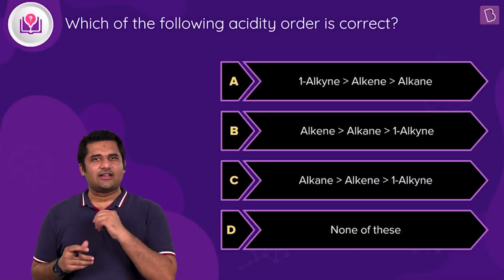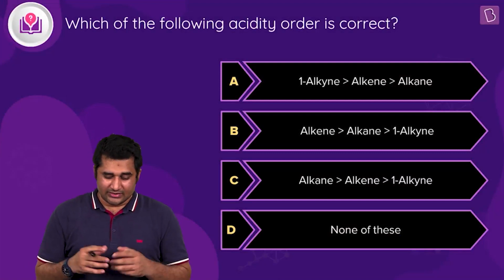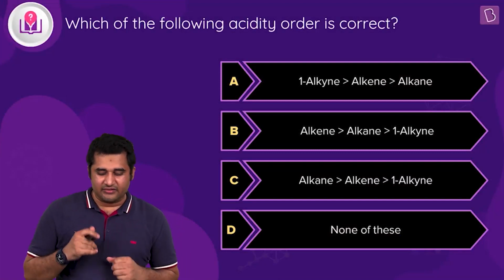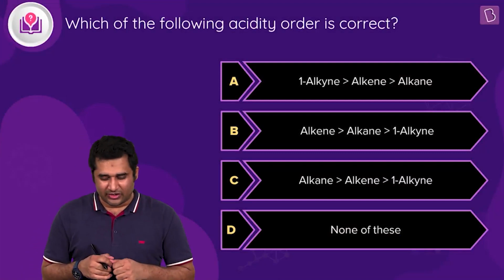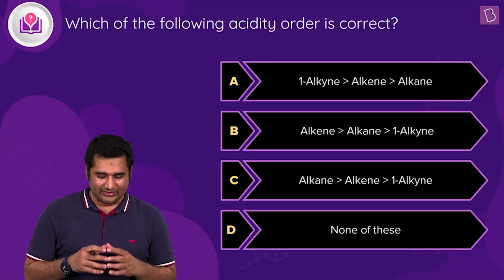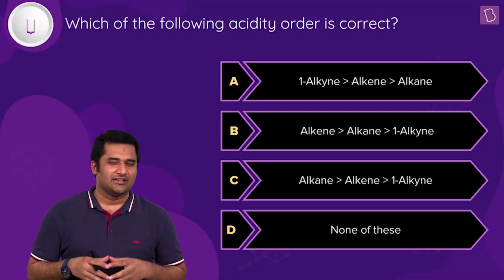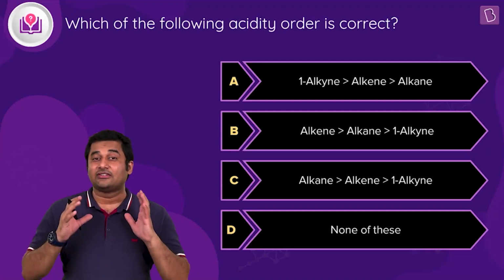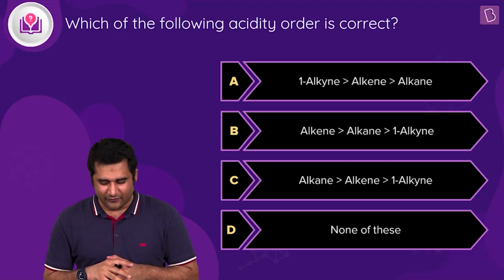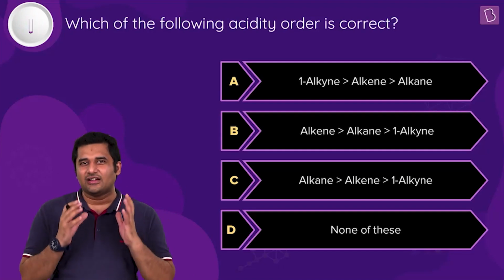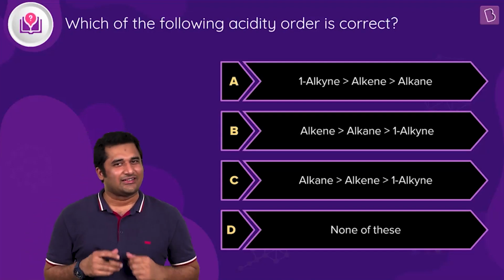Hi, let's have a look at this question. We have four options given here and we have to arrange them in the increasing order of acidic character, or you can say increasing acidity order. Clear? So very interesting one. And sorry, it is not increasing order, it is decreasing order. So we have to arrange them in decreasing order of acidic character or acidic strength.